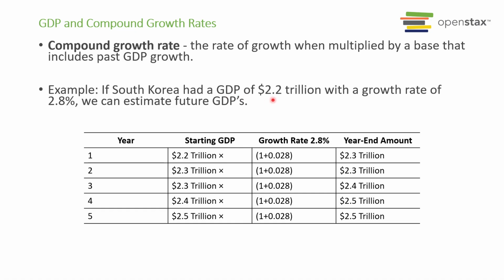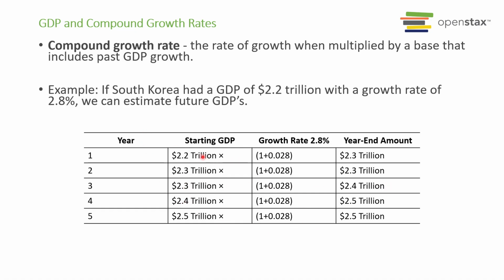If South Korea had GDP of $2.2 trillion with a growth rate of 2.8%, we can actually forecast what future GDPs are going to be. And all we have to do is start off in first year, second, third, fourth, and fifth. And we start off with $2.2 trillion. And each year we multiply by 1.028. And we get 2.3 trillion for the first year. That's the starting value for year number 2. Again, we multiply by 1.028, and we get a little bit more than 2.3 trillion. That's the beginning value for the next year, and so forth and so on.